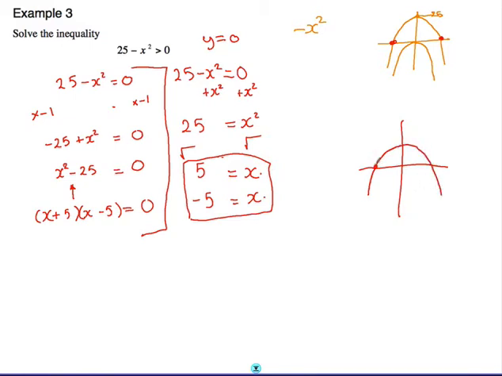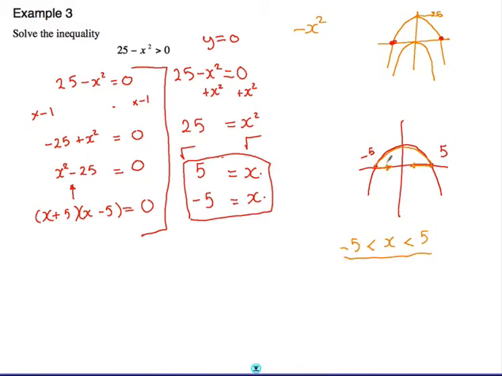The roots are at minus 5 and at 5. Now, when is the quadratic bigger than 0? It is when x goes to the right of minus 5 and to the left of 5. Hence we get positive values of y. So x is between 5 and minus 5.